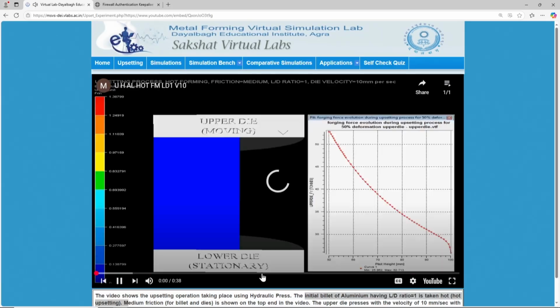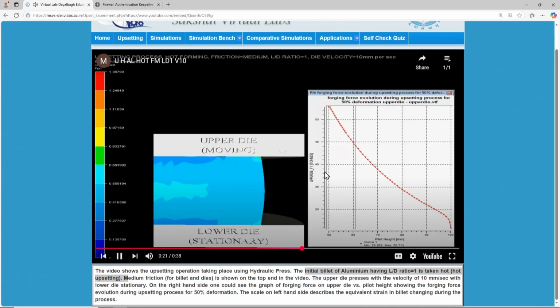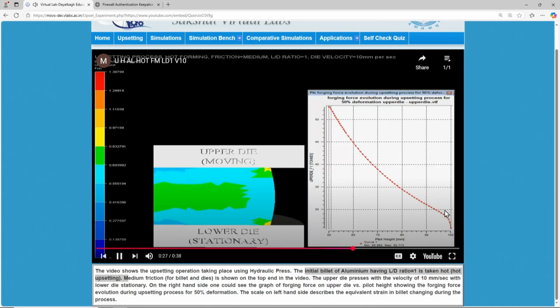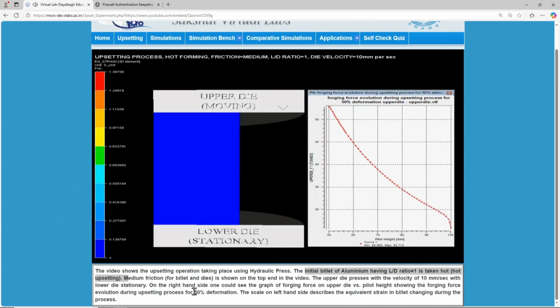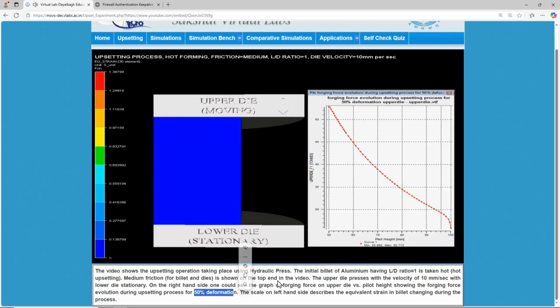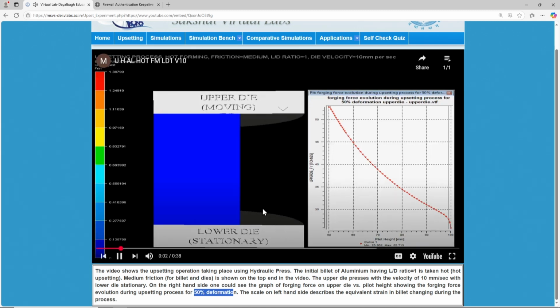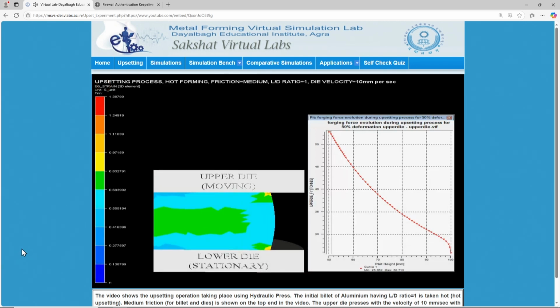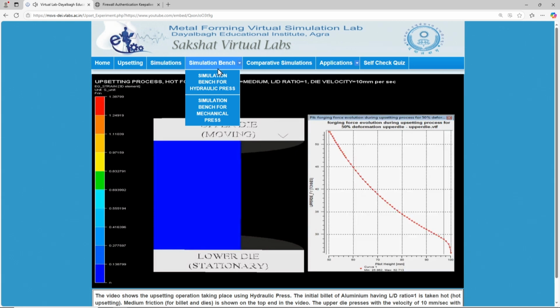I exit the full screen mode, and I will just play it from the middle itself. You can see how the forces are going. So this is the force in tons and how it is varying. So this is represented here. There is a 50% deformation that is represented in this simulation. This is the simulation way this hot metal forming is presented here, because it is better to understand the forces which are going. And on the left hand side, you can see this color is representing the equivalent strain, how the strain is happening. So this was the simulation bench for the hydraulic press.